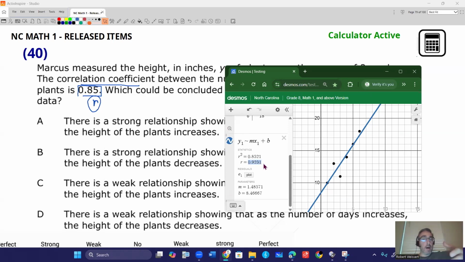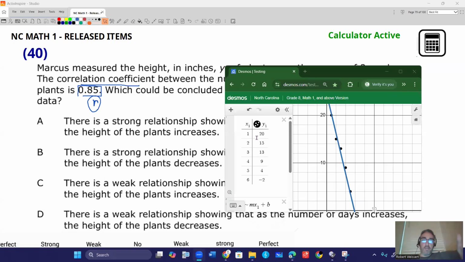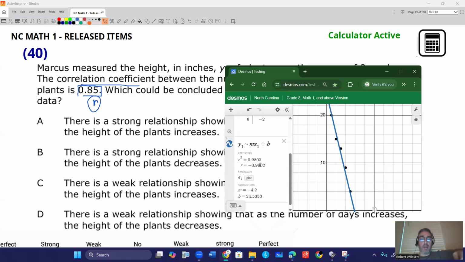When the R value is positive, that's going to be a positive linear relationship. And when the R value is negative, it's going to be a negative linear relationship. So you can see if I change my relationship to a negative relationship where the slope is negative, that R sign is going to match the slope. Now, when that R value is really close to 1, if it's a perfect linear relationship, or -1, if it's a perfect negative linear relationship, that's a strong linear relationship.